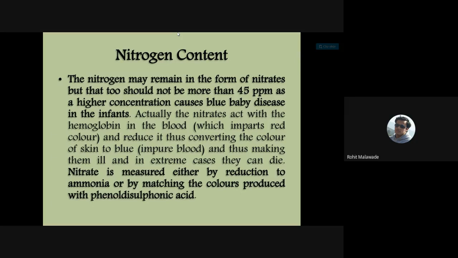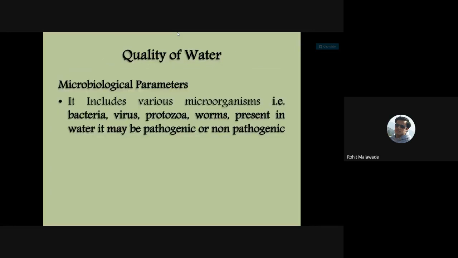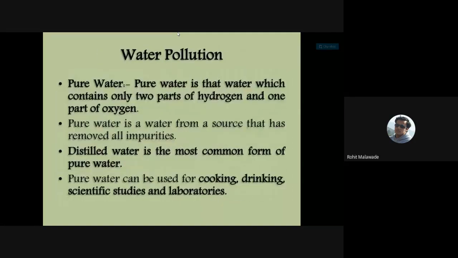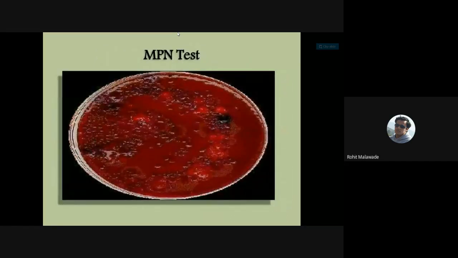Now, this is how your skin will look if you continuously take in a large quantity of nitrate. We call it methemoglobinemia. There are also some microbial characteristics of water, which we will study in detail in our next class.